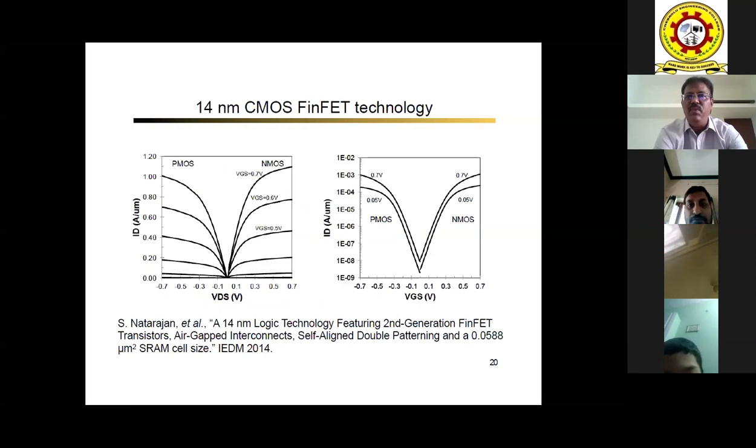Conventional 14 nanometer FinFET technology output results are shown here from some researchers. Natarajan et al. is one, Indian as well. So we can see the 14 nanometer CMOS FinFET technology output with respect to VDS as well as drain current for both, because it looks like a replica, isn't it? Because one end is the PMOS, another end is the NMOS. So if you don't want to visualize PMOS, we can focus only on the right hand side of the graph. Same is the case here also, VGS with respect to the drain current for NMOS as well as PMOS. So these are the conventional benchmark results if you are working on FinFET.